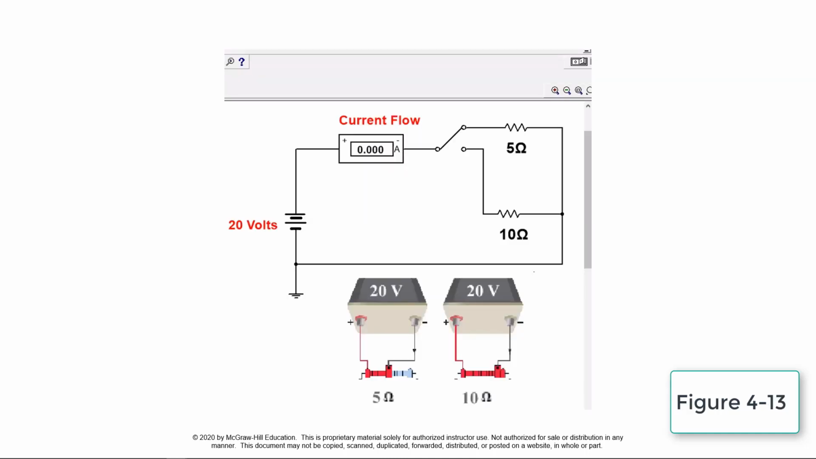This demonstrates the effect of resistance on current when the voltage is held constant. With the simulation running and the switch connected to the 5 ohm resistor, a current flow of 4 amps is measured. When the switch is connected to the 10 ohm resistor, a decreased current flow of 2 amps is measured. This demonstrates that the current is inversely proportional to resistance.